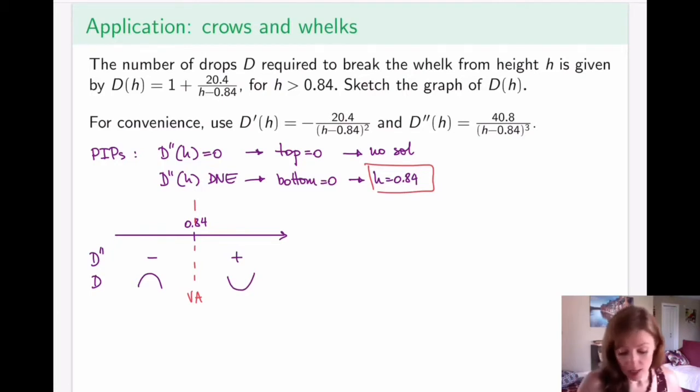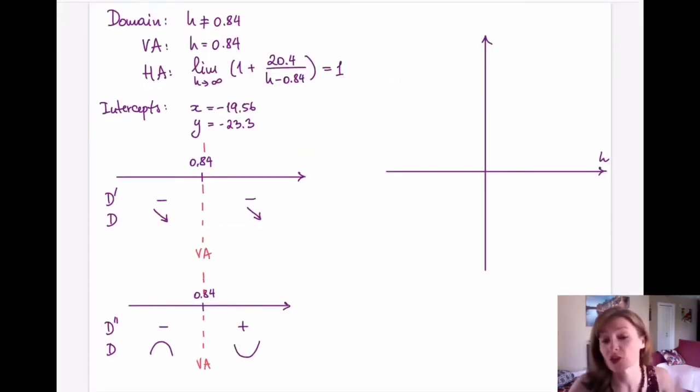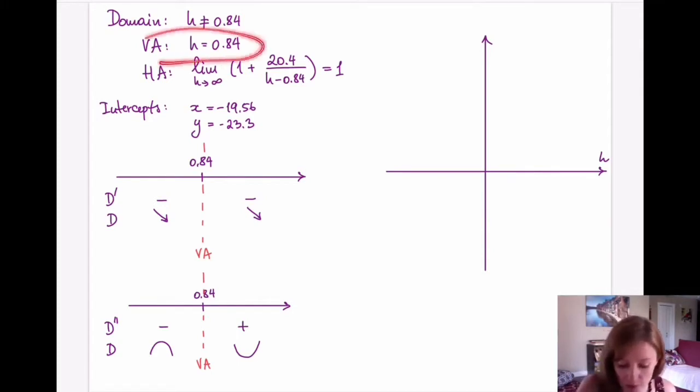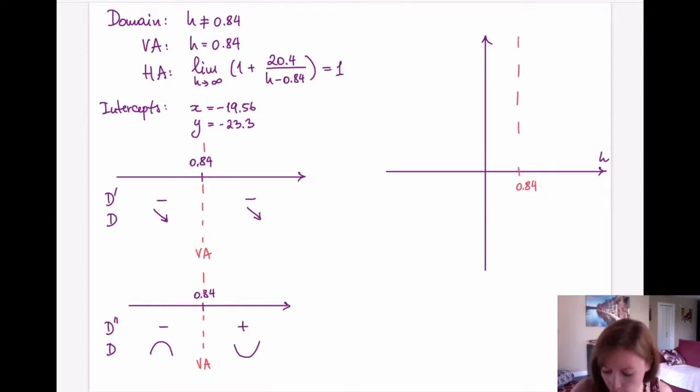Now, equipped with all of this information about my function, I'm now going to put all of this together on one graph. All right, so I've just copied over all of the information, so I have it right in front of me, and let's start putting everything onto the graph that we've discovered. So first, I know that my vertical asymptote is at 0.84, so let's say this is my 0.84, and I have a vertical asymptote here.